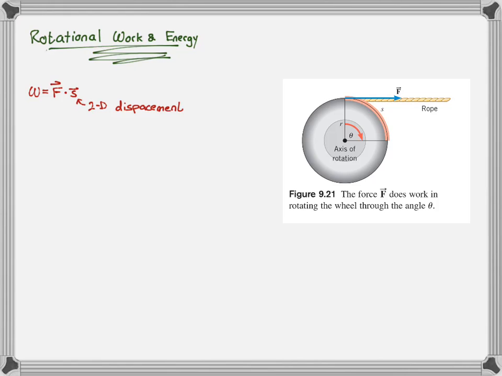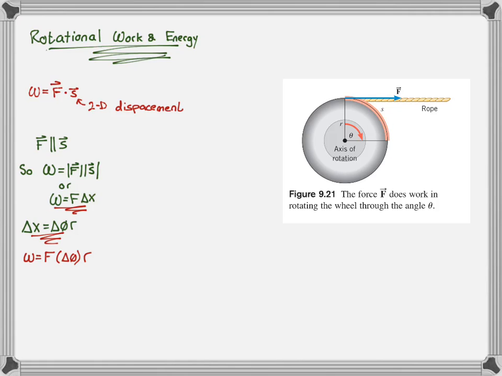If we wanted to calculate the work done by this force, we can use the linear formula. Since the force and the displacement of the rope are parallel to each other, we can simply write that the work is equal to the magnitude of the force times the magnitude of the displacement. Since this is just one dimension, with both force and displacement acting along x, work is equal to force times the displacement in x. We can start changing this into a circular motion equation by understanding that the displacement in x is equal to the angular displacement times the radius.